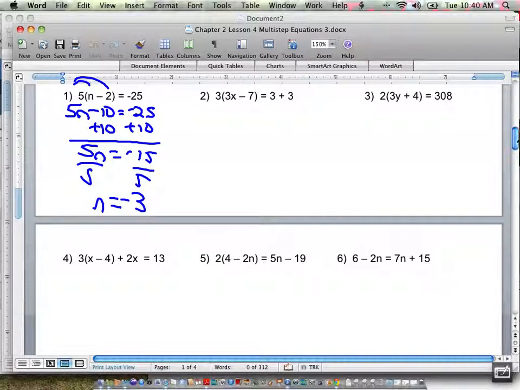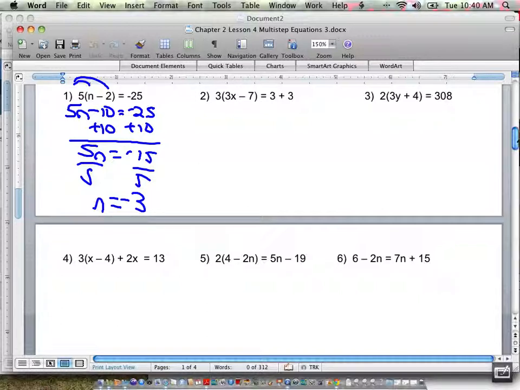So this is what we worked on yesterday, and we just repeated the skill. When I see the number outside the parentheses, remember that word distribute. What did the word distribute mean? Remember I talked about Christmas time yesterday? What did we do with the presents? Deliver them. We gave them out, right? Gave everybody the presents. So I'm distributing here. 5 times n is 5n.